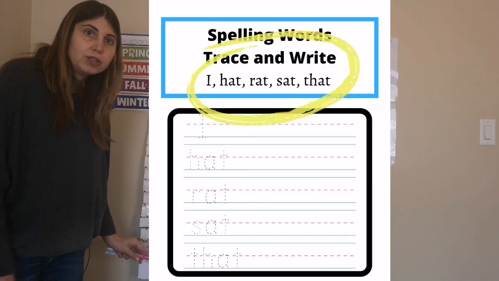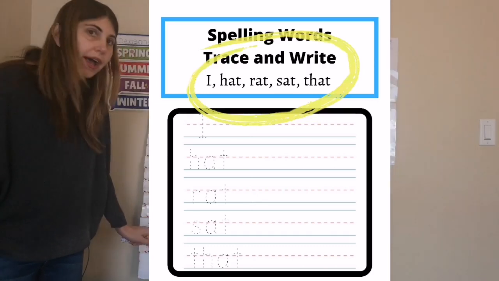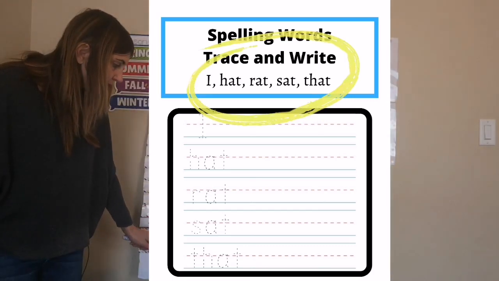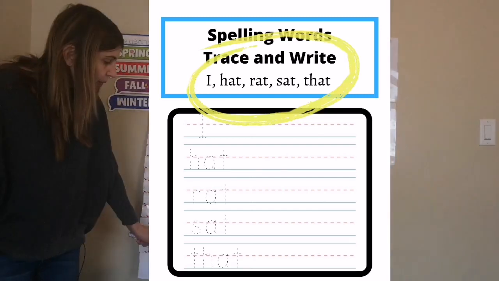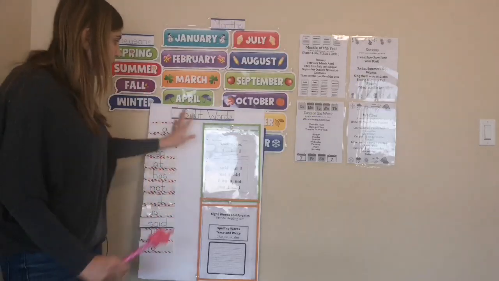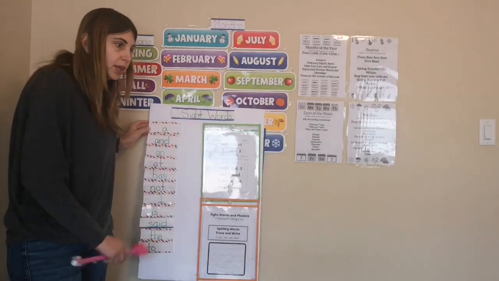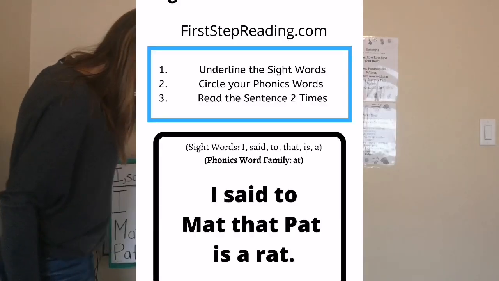So at words you can sound out. Those are our phonics words. At, r, at, th, at, and th, th. That's a hard one, the TH sound. Th, at, that. So those are our sight word things you can do today for this week. And now I'm going to show you our phonics.